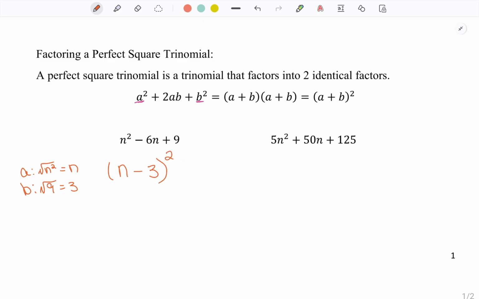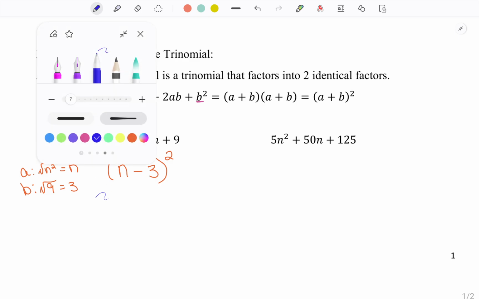squared. Now, if I try to factor this the way that we learned in lesson 5, it is still going to work because two numbers that multiply to be positive 9 and add up to be negative 6 are going to be negative 3 and negative 3.